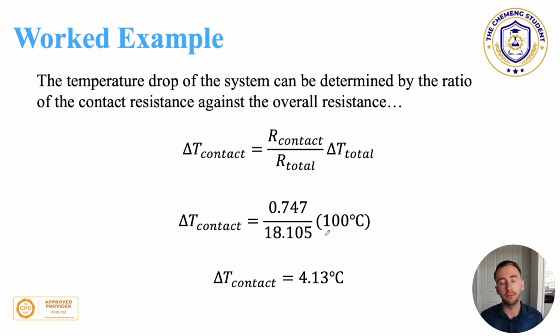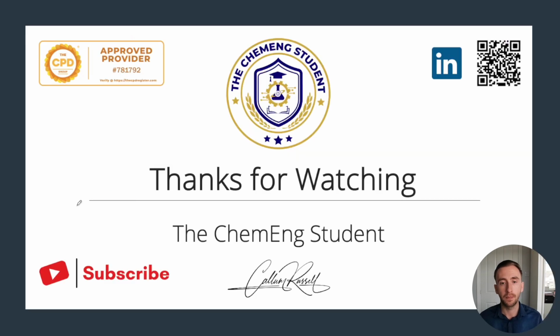Now, because it's multiplied by 100 degrees Celsius, if we were to convert this to percent, it would work out at 4%. So we lose 4% of our heat through the contact with the two materials. So the two bars together, we lose 4% of the heat. And that's how you would go about solving those types of problems.